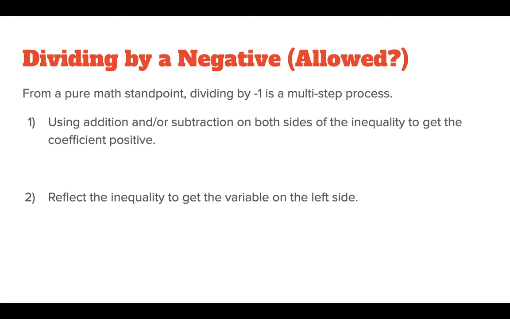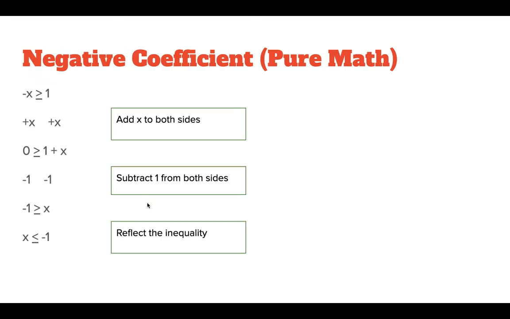It's really a multiple step process where you're using addition or subtraction to move terms around, and then you're going to finish by reflecting the inequality to get the variable back to the left side. So when I look at this problem, -x is greater than or equal to 1, I'm going to add x to both sides to get the x over here, and then I'm going to subtract 1 from both sides so that the number and the variable are on opposite sides. I don't want my constant and my variable on the same side, I want them on opposite sides. Now I've resolved the issue.